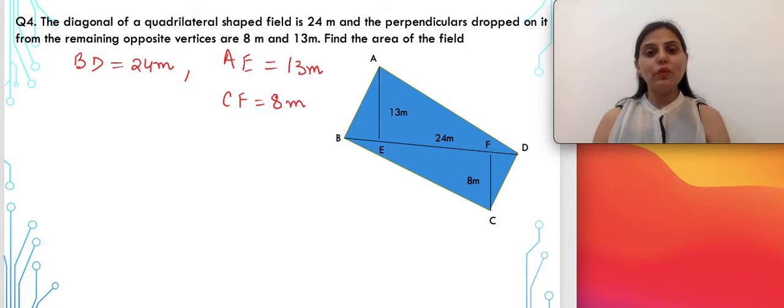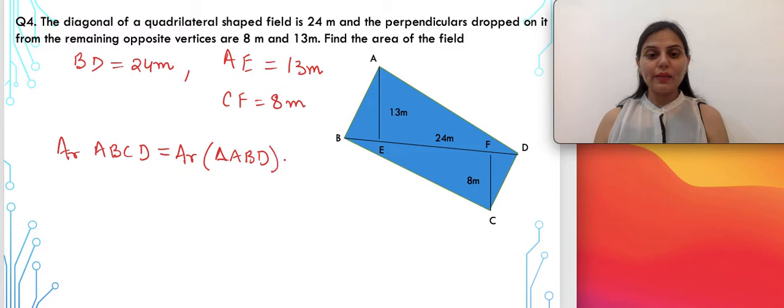Now, if you remember, for a quadrilateral, we use the triangulation process. Triangulation process means the whole quadrilateral is divided into two triangles. We calculate the area of each triangle and then we add them to get the area of the whole quadrilateral. So the same method we are going to apply here also. Let us write area of quadrilateral ABCD. Now in this case, it can be divided into two triangles. The first triangle is ABD and the second triangle is BCD.